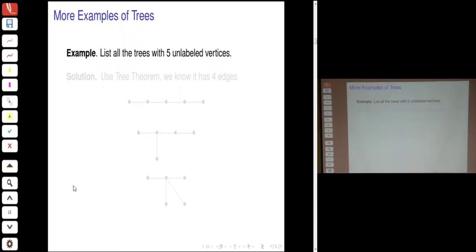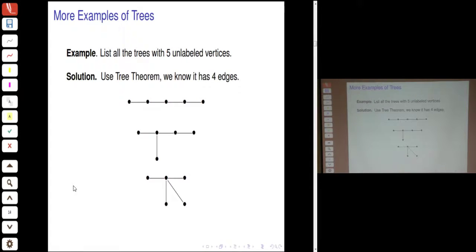So, let's just identify what are the trees which look different. According to the solution, there are only 3 types of trees with 5 vertices. Now, can I convince you that these are the only possibilities? You say, okay, I cannot think of any others, but how do you rule out all other possibilities? Let me try.